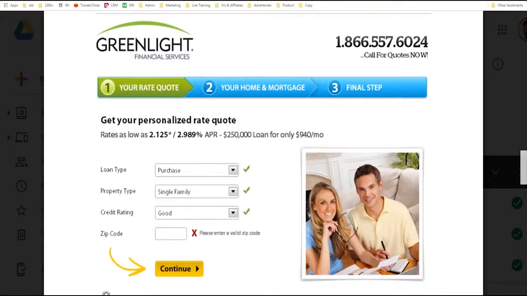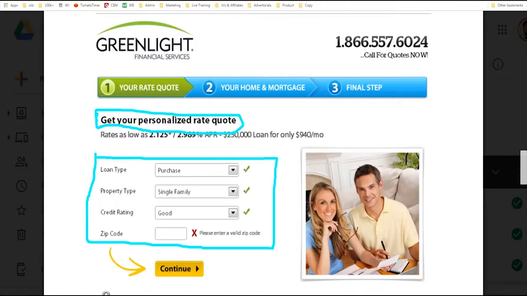We just streamlined everything, and we kept things very basic. Get your personalized rate quote. And we led people through what I call a filtering process, where people are committing more and more information. In sales, this is called a yes ladder. So as you see, we're collecting all of the same information, but we have the main things already filled out. Then we're asking them for their zip code.